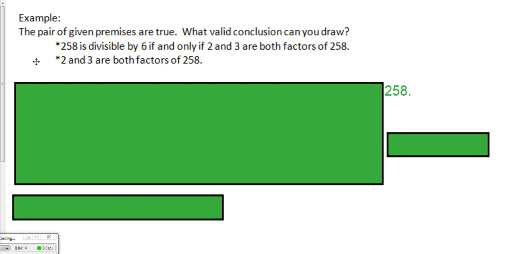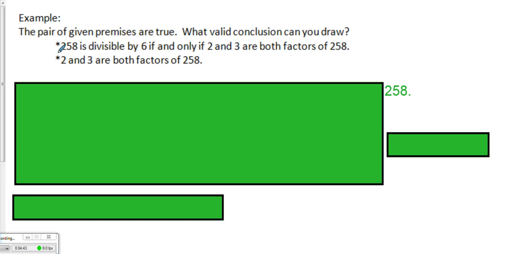For another example, we're going to look at the pair of given premises that are true. So then what's a valid conclusion that you can draw? So in this case, they are giving us a biconditional. It says 258 is divisible by 6 if and only if 2 and 3 are both factors of 258. They also told us that 2 and 3 are both factors of 258.